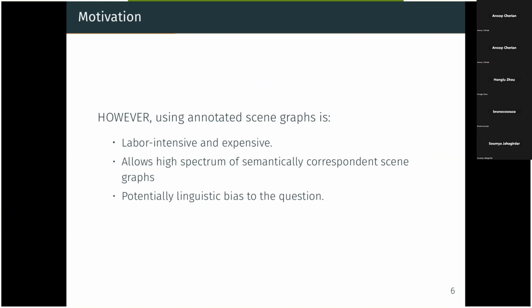So this came with our first concern: despite the great performance, in the real world, scene graphs would be labor intensive and expensive to annotate. Also, because it's information derived from an image, one image can have a lot of semantic correspondences in a graph. And also, when you use a scene graph for a specific task, you should have some linguistic bias, because with the scene graph you always have the correct answer, the correct object for that task. So it's like a bias.